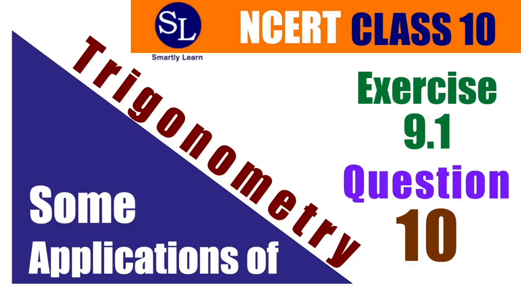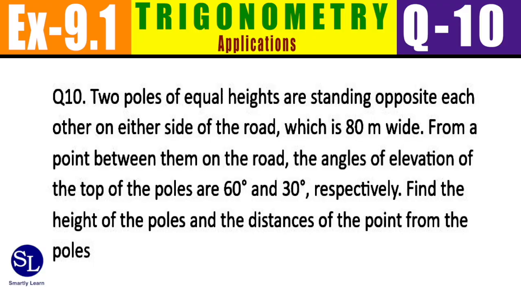In this video, let's see how to solve the 10th question in exercise 9.1. Two poles of equal heights are standing opposite each other on either side of the road, which is 80 meters wide. From a point between them on the road, the angles of elevation of the tops of the poles are 60 and 30 degrees respectively. Find the height of the poles and the distance of the point from the poles.